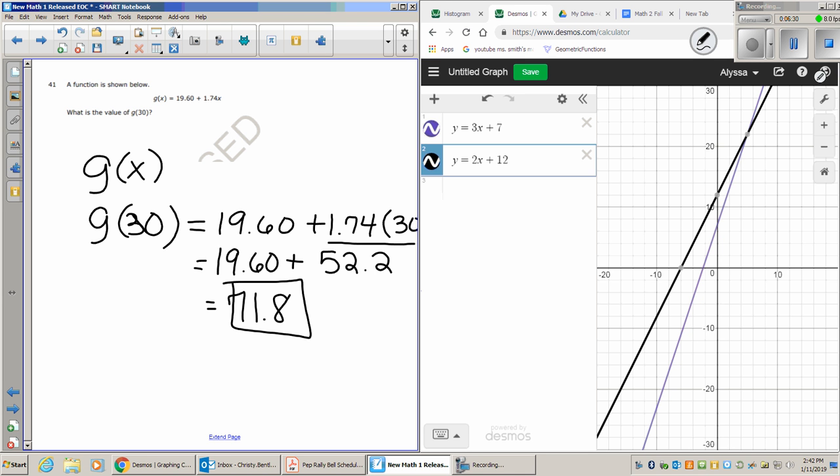Just a quick review of function notation. If you're given a function and they have a number inside the parentheses, that is the number you are substituting in for x. If they give you what g of x equals, you would substitute that value in where g of x is, and you're solving the equation to find x.